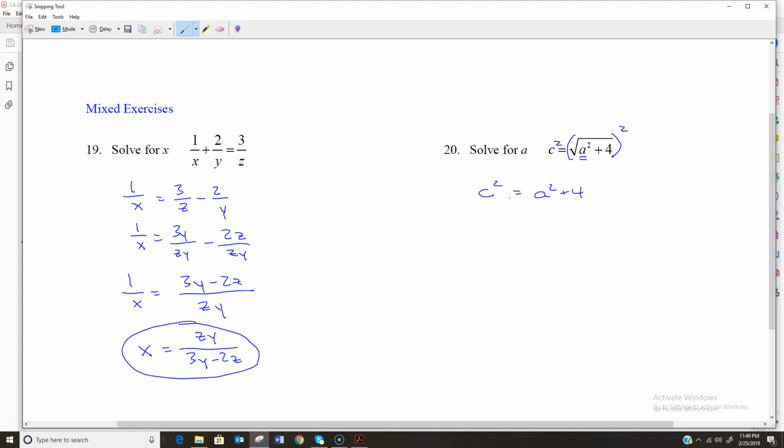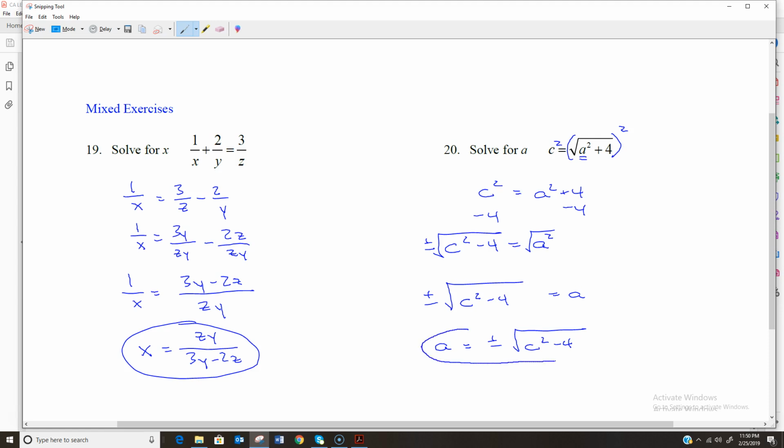I still have a square on the a. Then I'm going to subtract 4 from both sides. So I have c squared minus 4 equals a squared. And then I have one last step. I want to take the square root of both sides. And that's always positive and negative. So the positive and negative square root of c squared minus 4 equals a. And then typically it's preferable to have the thing that you've solved for alone on the left side. So just flipping those around, the a to the left and the positive negative part to the right, I have a is positive or negative square root of c squared minus 4.